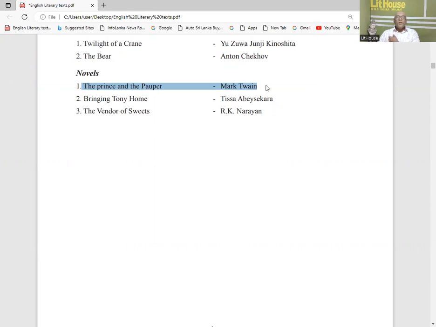The Prince and the Pauper, Mark Twain. I will do this novel. Please buy it. Puffin Classics.